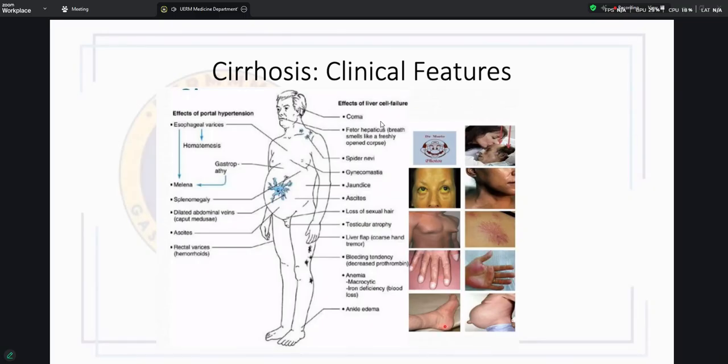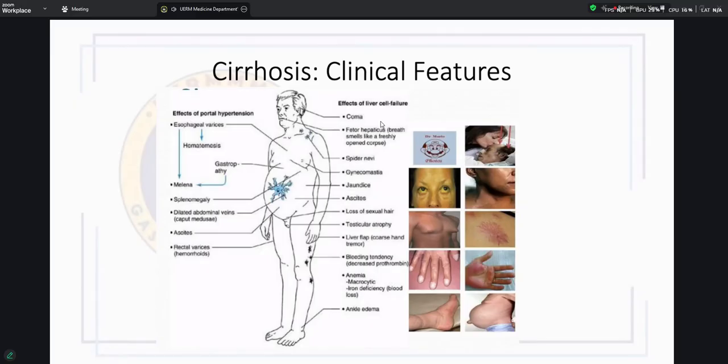But they can also present with a complication as their initial symptom, and these are usually due to effects of portal hypertension. Examples are upper GI bleeding or hematemesis due to esophageal varices. They can also present with ascites or encephalopathy.